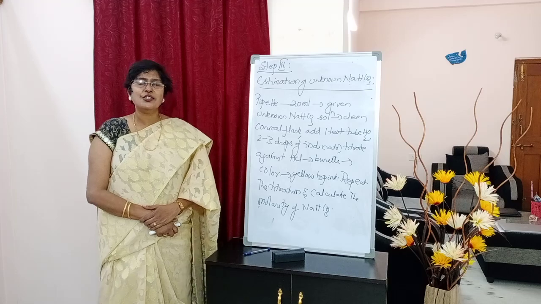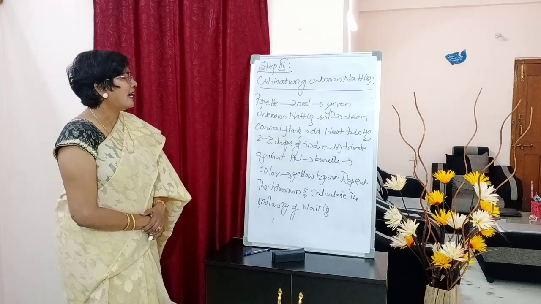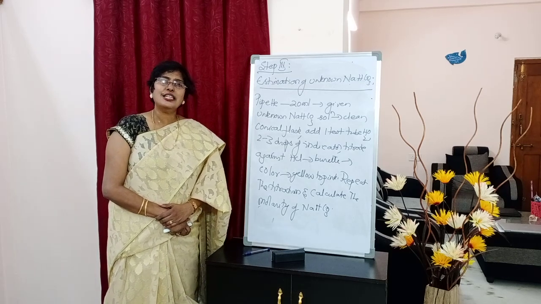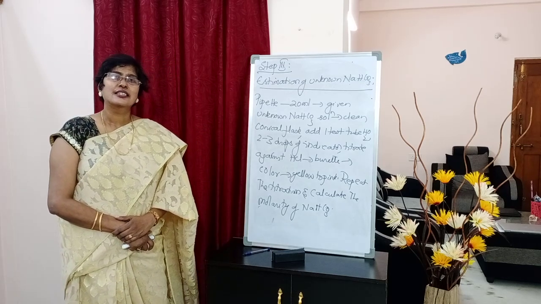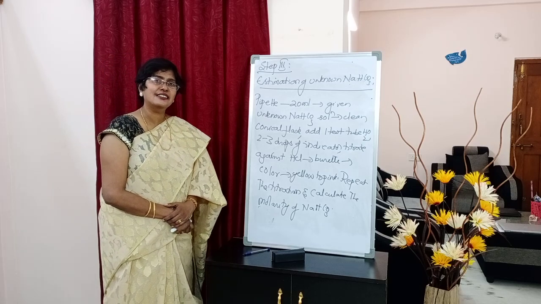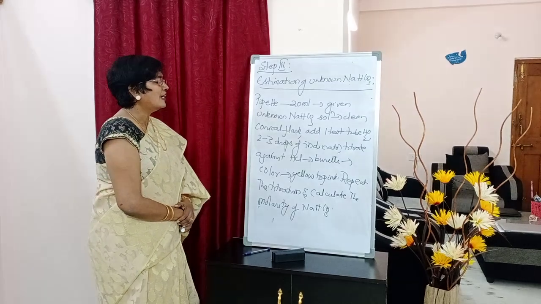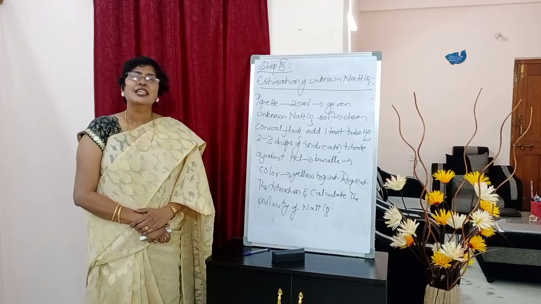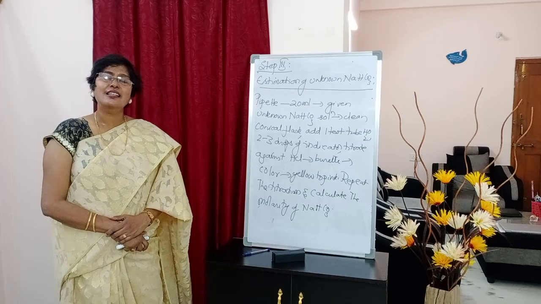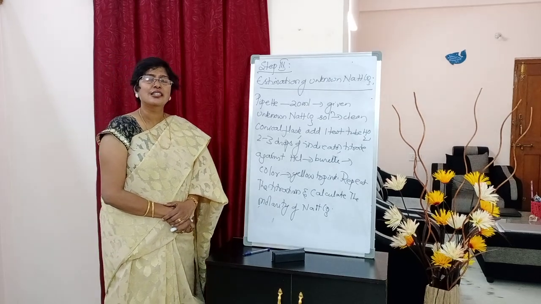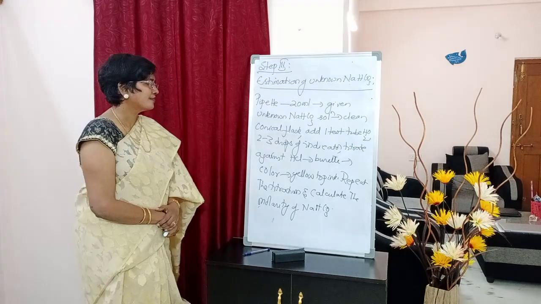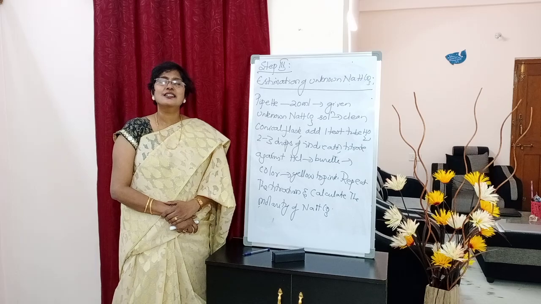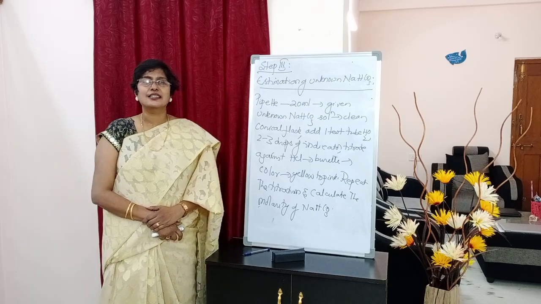Comma, add 1 test tube of water. Comma, 2 to 3 drops of indicator. Comma, titrate against HCl taken in the burette till the color changes from yellow to pink.